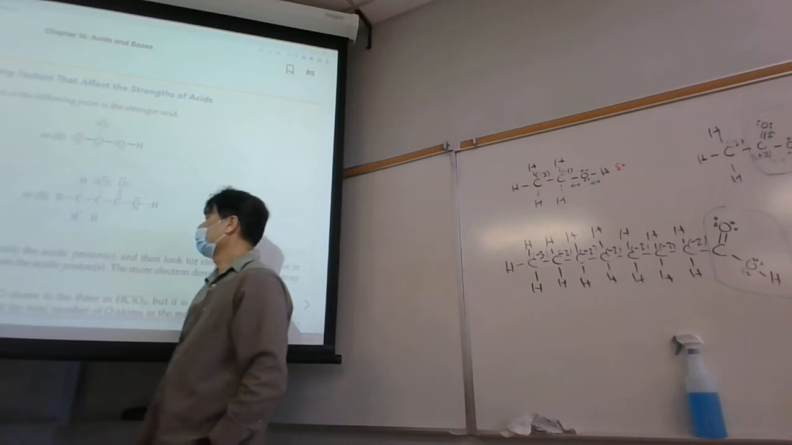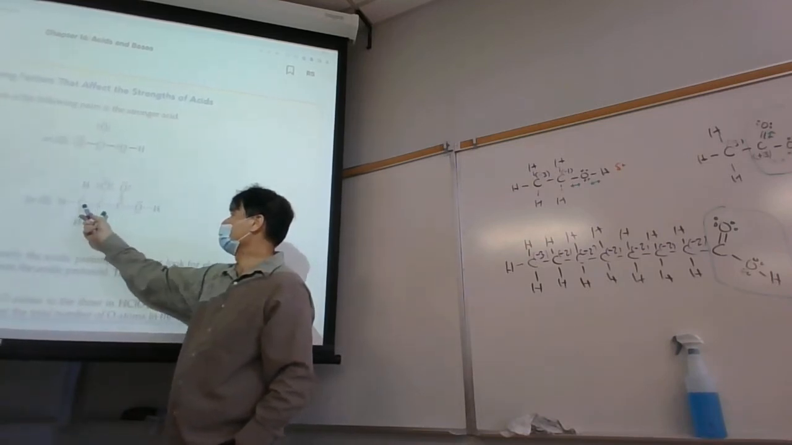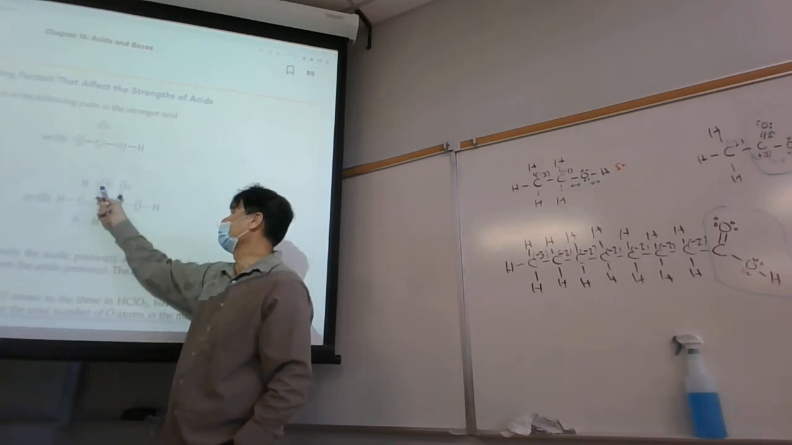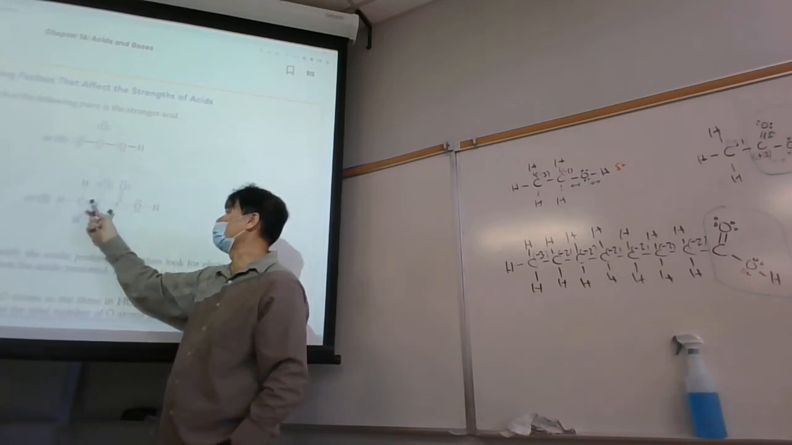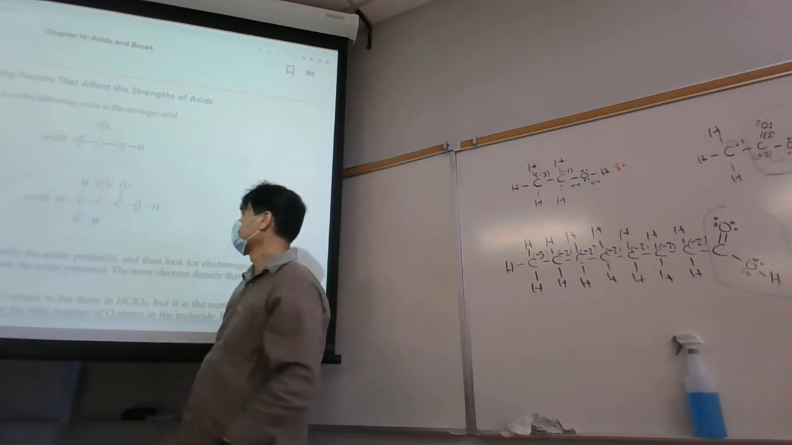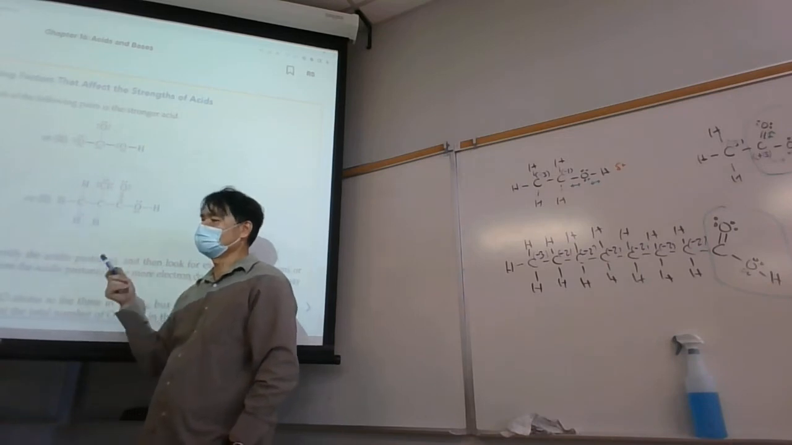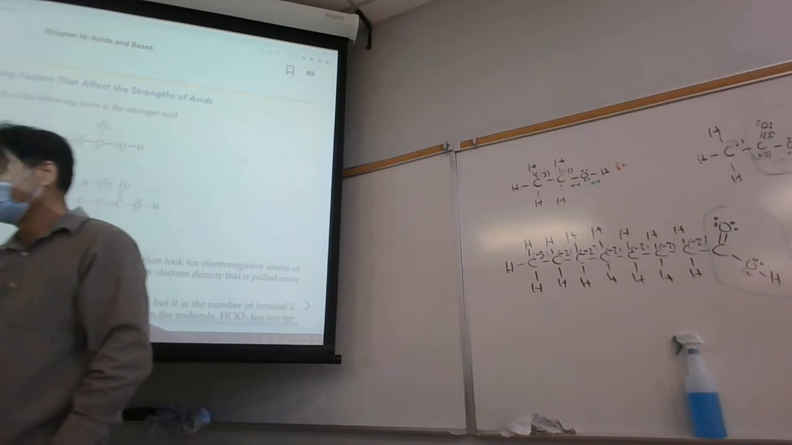In fact, in organic chemistry, we label the carbons. This would be like the alpha carbon, this would be the beta carbon. So if we have a chlorine on the alpha carbon, it's going to have a bigger impact than chlorine on the beta carbon here. So anyway, both of these should be more acidic than acetic acid, you think?